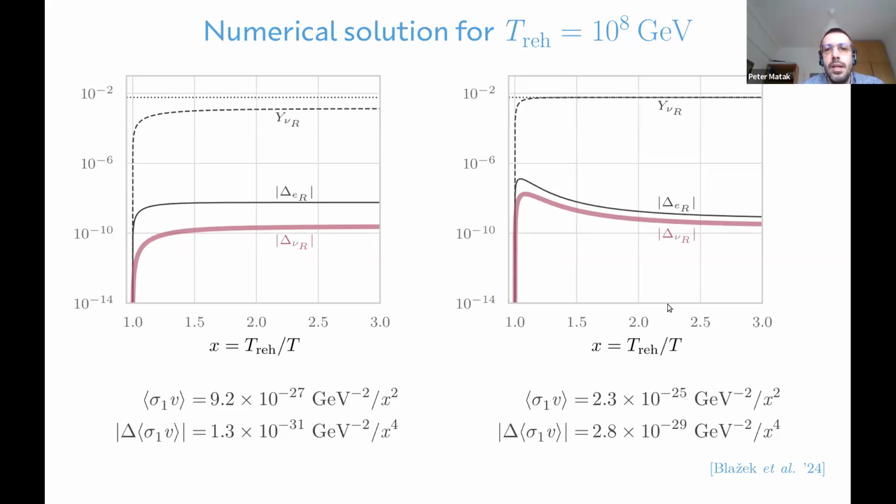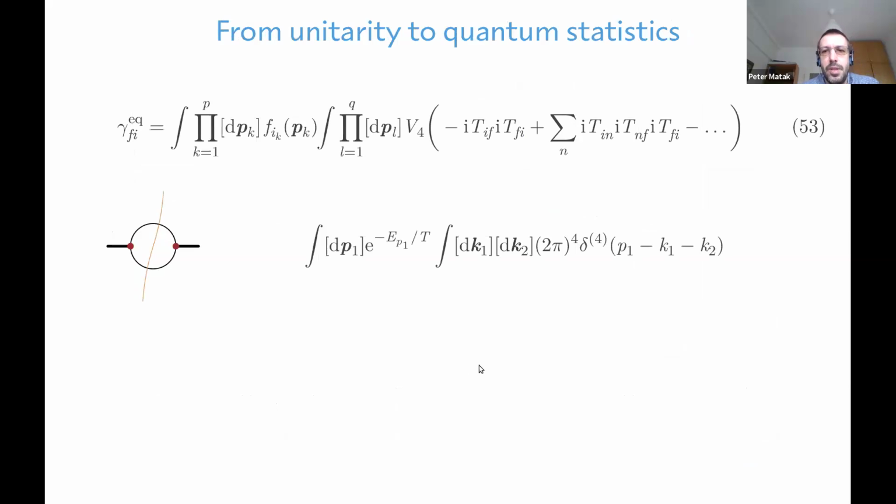Okay, so the model can work even when you have vanishing source term. Now I will jump to the last part of the talk, and I will go quickly because of the time. The last point of this seminar. Let's come back to the way how we calculate the reaction density in equilibrium.